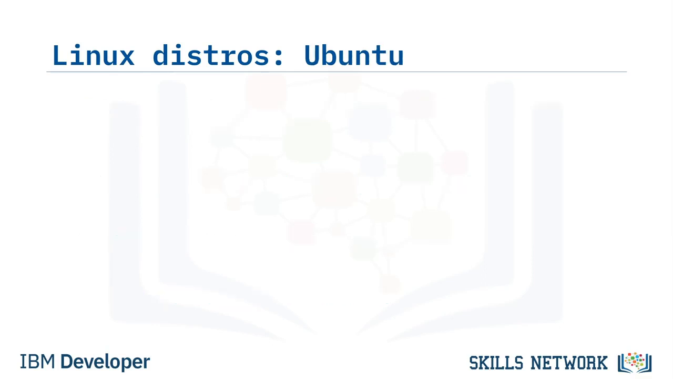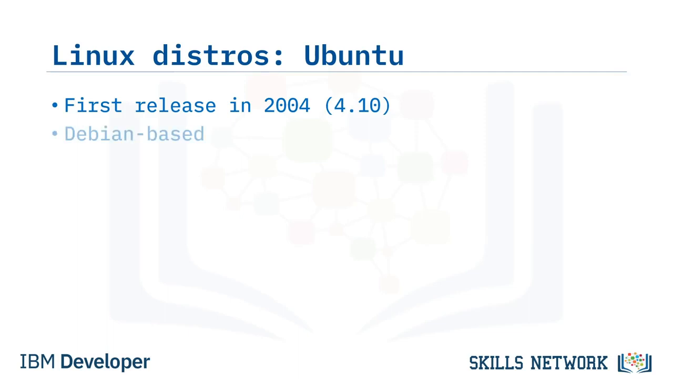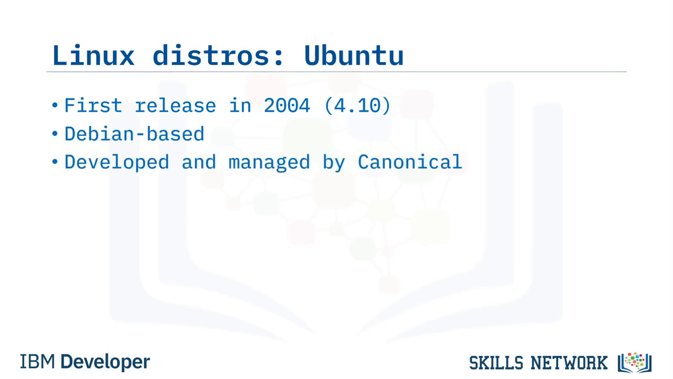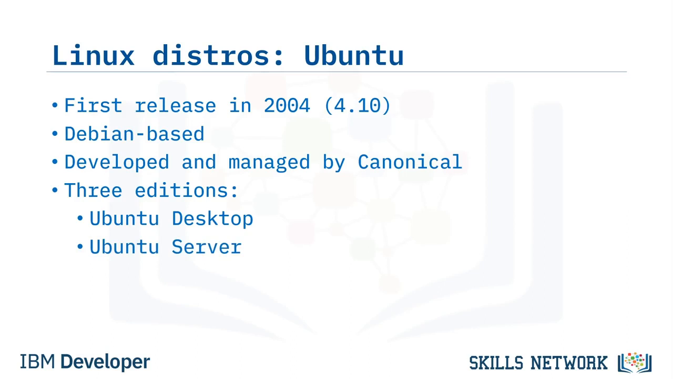Another popular distro is Ubuntu. This is also an early rooted distro with its first official release in 2004. Ubuntu is Debian-based, meaning that it's built on top of Debian and uses a lot of the same tools as Debian OS. Ubuntu is developed and managed by Canonical, and Ubuntu has 3 official editions: Desktop for personal computers, laptops, and workstations, Server for simple file servers or multi-node clouds, and Core for the Internet of Things.